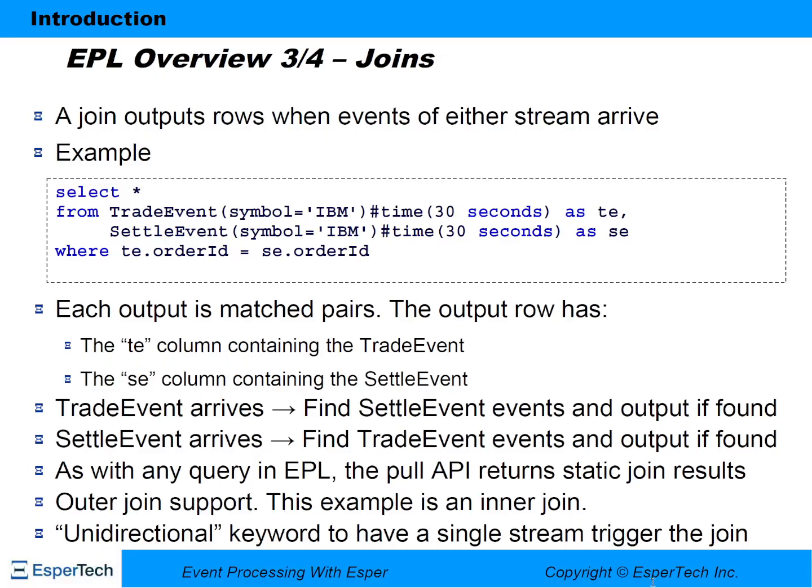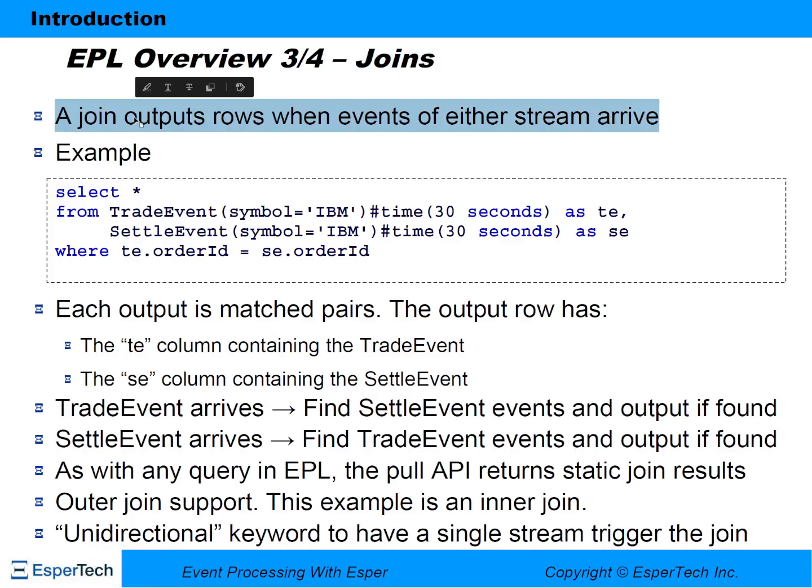The from clause can list multiple event types as a join. We have a short discussion about joins here as we are discussing the from clause. Joins are a great way to analyze data and they are a valuable tool besides patterns, subqueries etc. A join outputs rows when events of either stream arrive. The material has more information about joins later on.